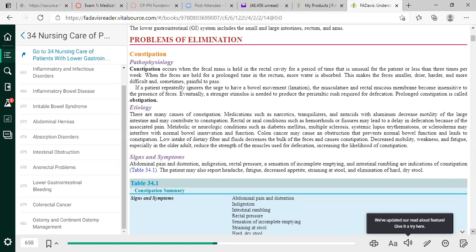Medication can contribute to constipation. Diet can contribute to constipation as far as having a low intake of fiber or fluids. Different diseases can contribute to constipation. A complication of constipation is impaction, which may result, and it's when a fecal mass is so dry it cannot be passed.